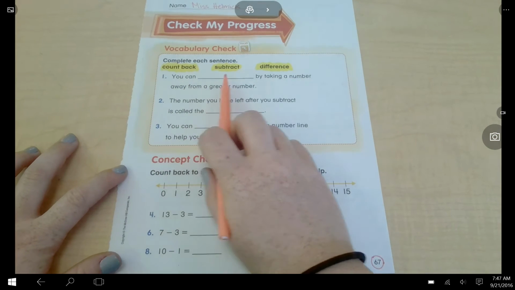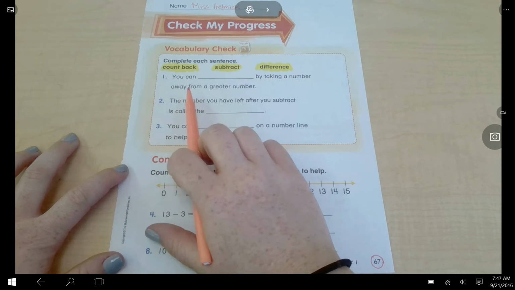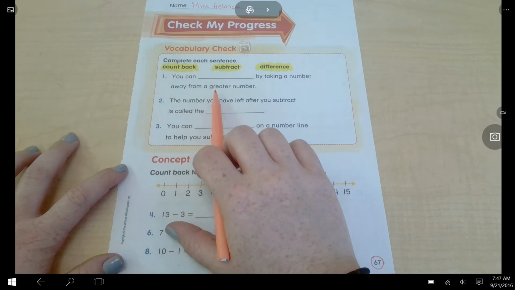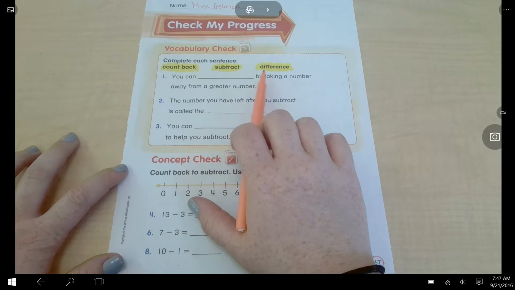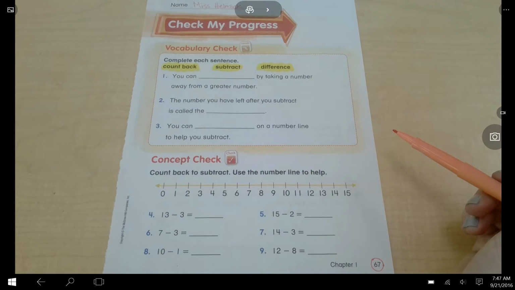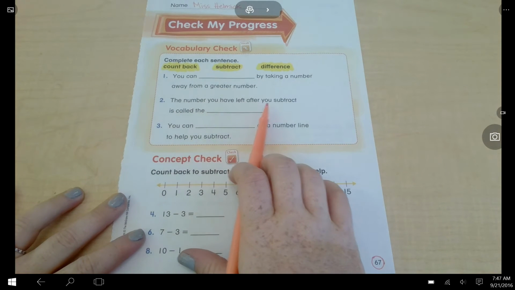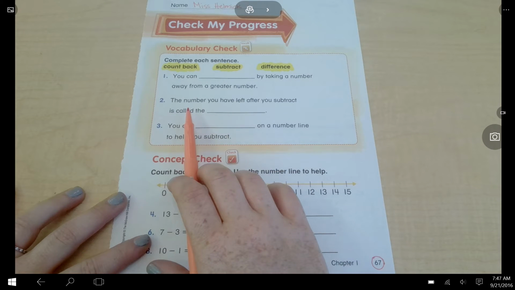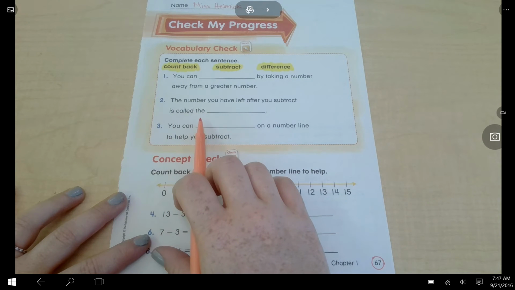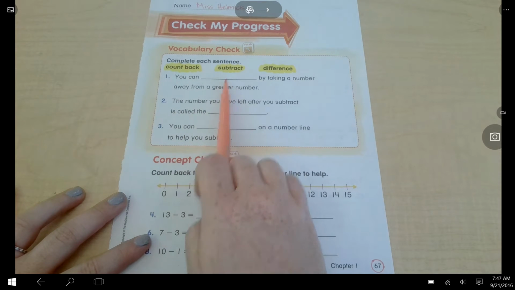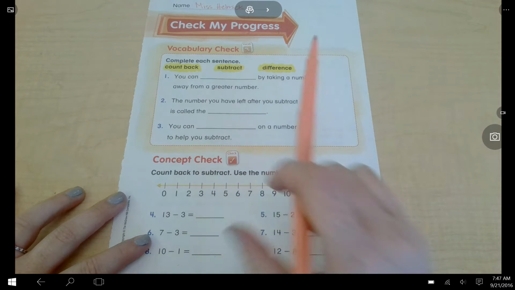You can blank by taking a number away from a greater number. You can count back, you can subtract, you can difference. The number you have left after you subtract is called the blank. The number you have left after you subtract is called the count back, is called the subtract, is called the difference.